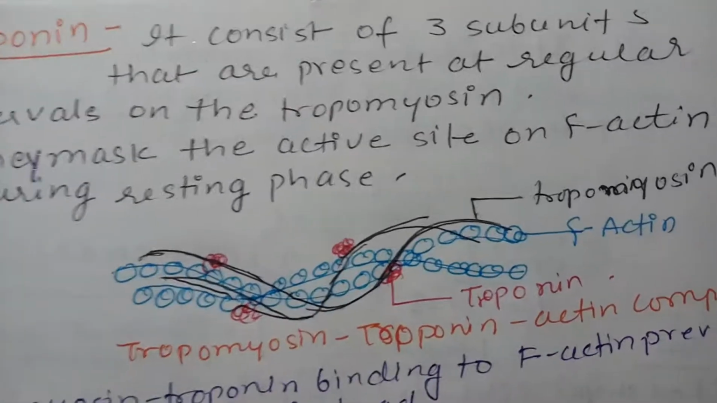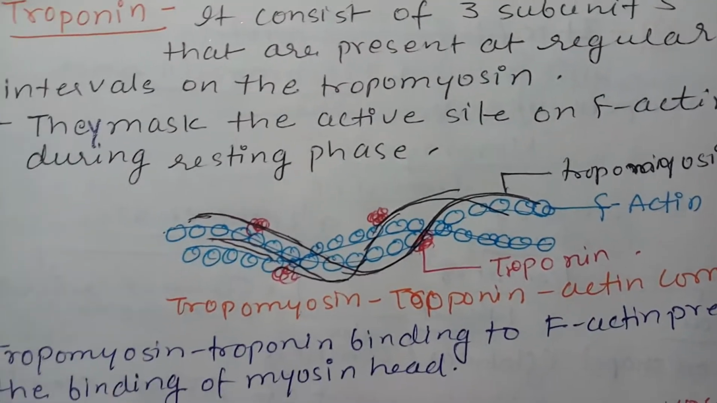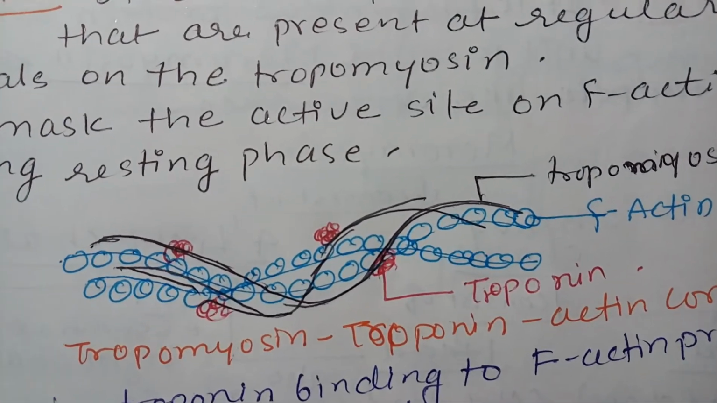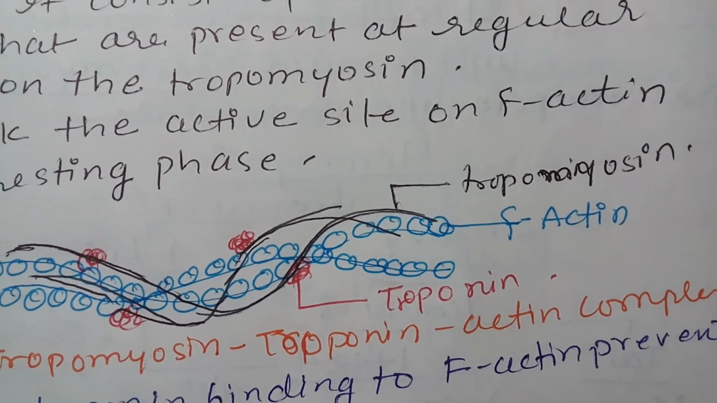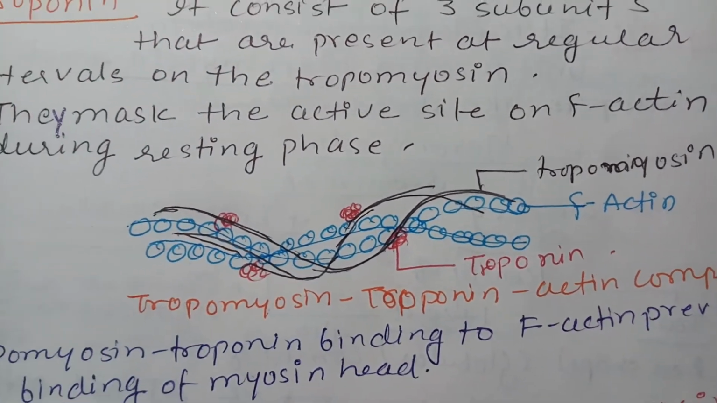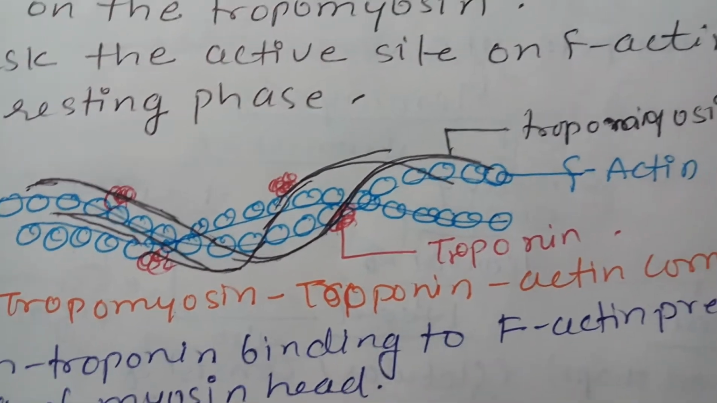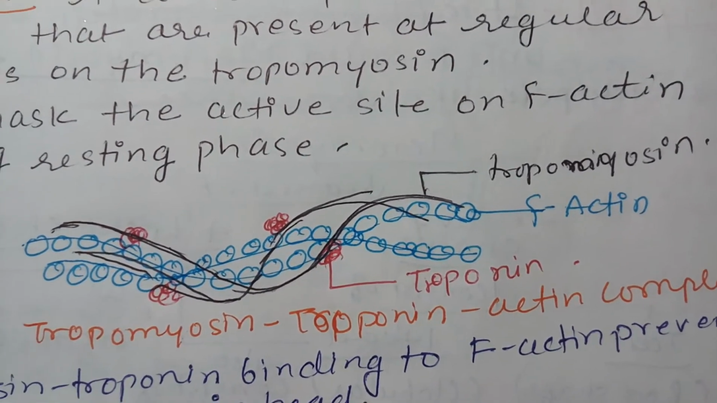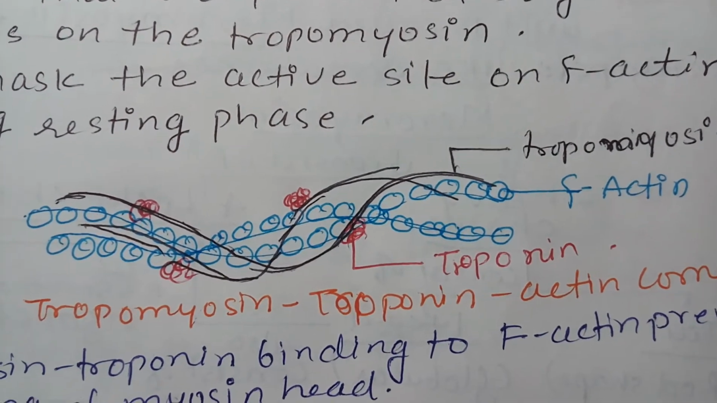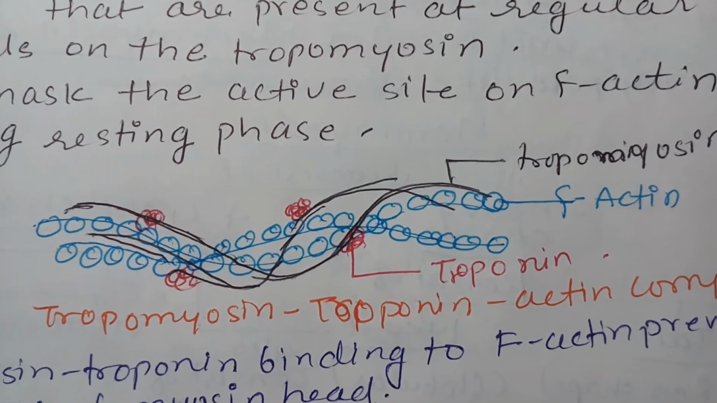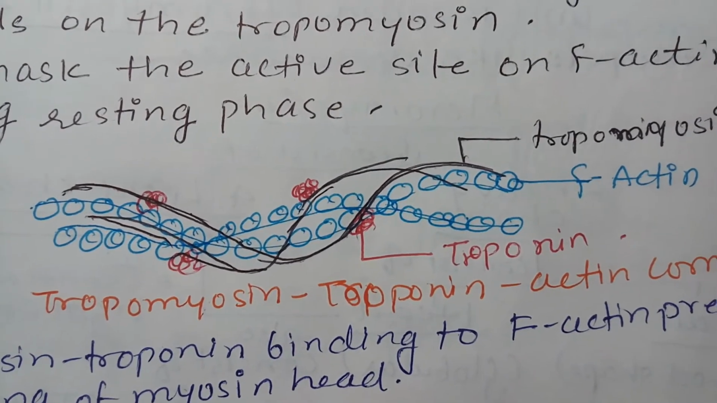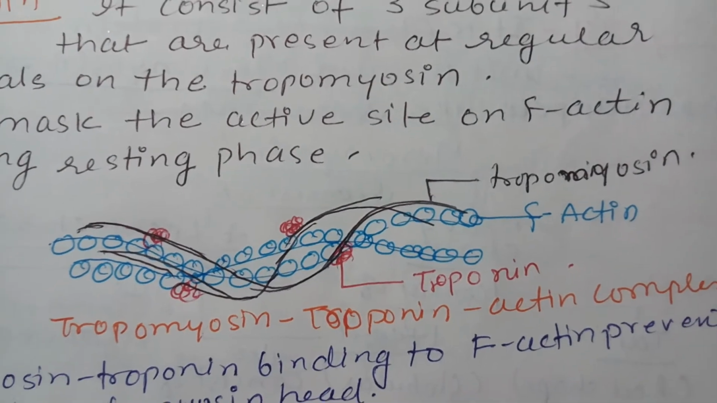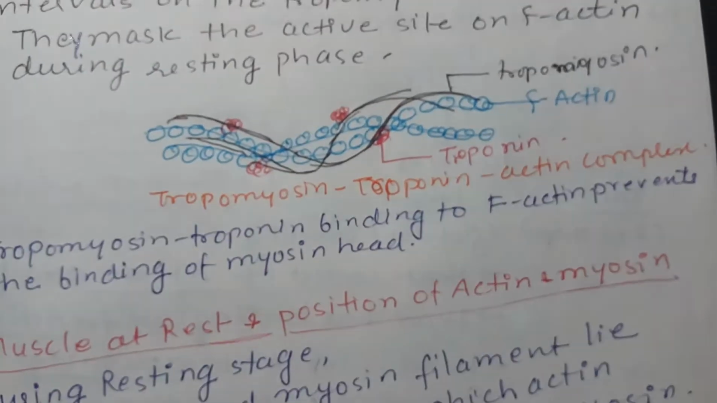If you look at the complex, F-actin forms a complex with the troponin and tropomyosin. The blue color is F-actin, then tropomyosin, and then troponin. Tropomyosin and troponin together are masking the active site. There is an active site which is required by the myosin to bind over here. So this complex is called the tropomyosin troponin actin complex.